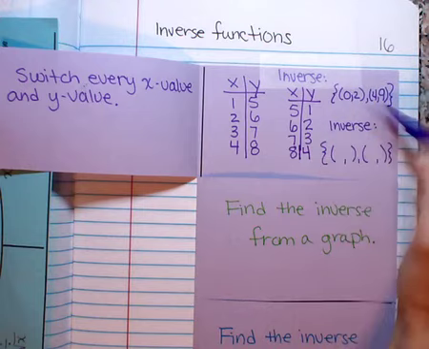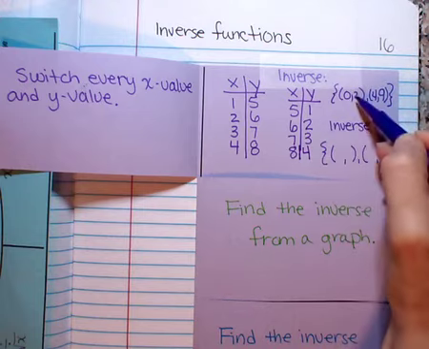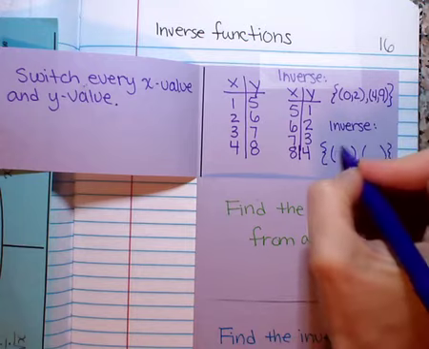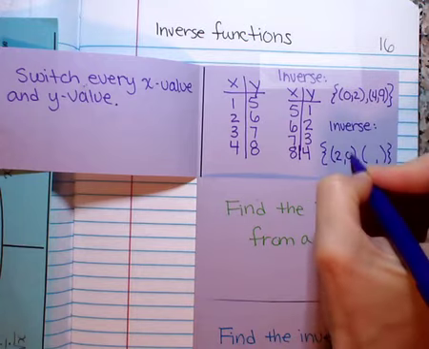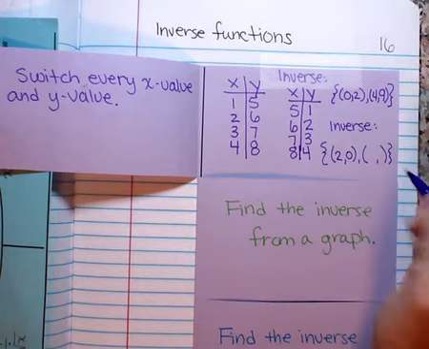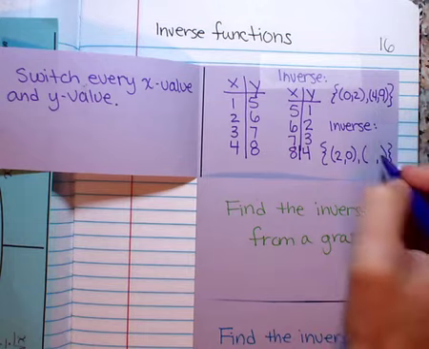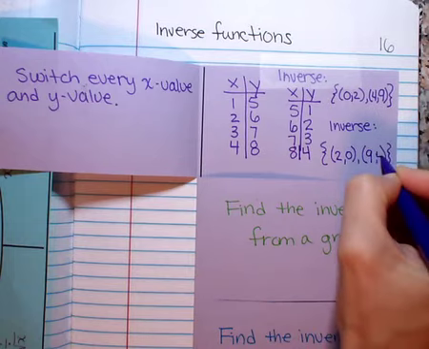Or if you have a list of ordered pairs, we would do exactly the same thing. The ordered pair 0, 2, in the inverse we're going to switch it so it becomes 2, 0. Or the point 4, 9 will be switched and become 9, 4.